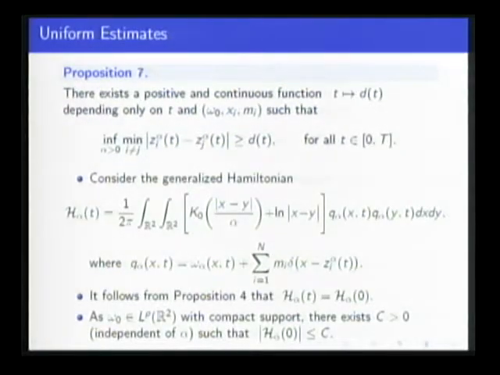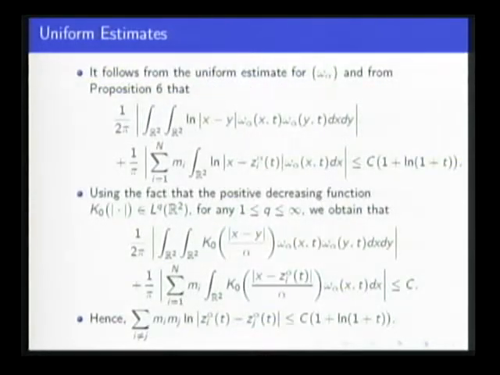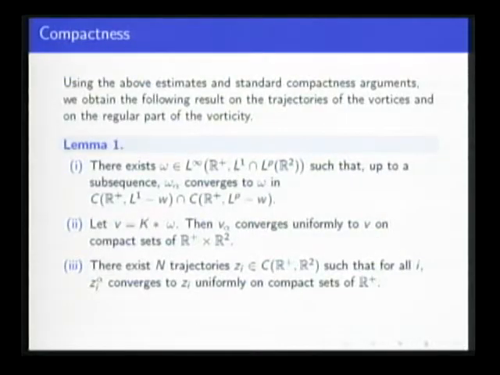And finally, using both these results, in particular, using the fact that we have a generalized Hamiltonian that is preserved in time, we are able to control the minimum distance between the vortices uniformly with respect to time. I'm sorry, this is just the details, but it will just follow by the fact that the Hamiltonian is conserved. And finally, using these results, we obtain our compactness result.